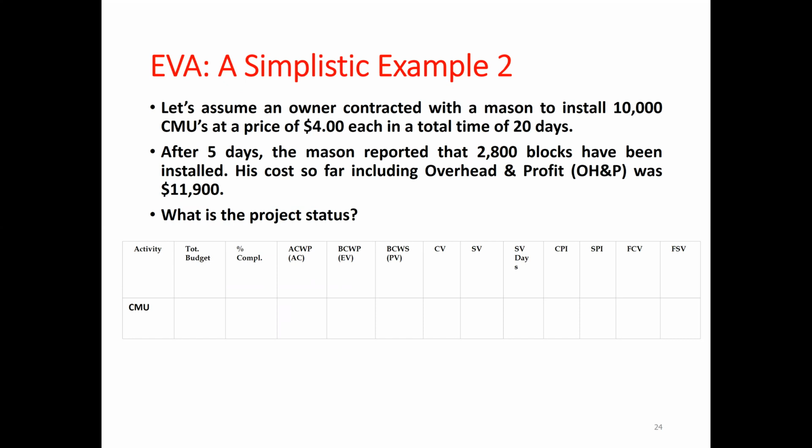Now, just after 5 days, the mason reported that 2,800 blocks had been installed. After 5 days, he installed 2,800 blocks. His cost so far, including overhead and profit, was $11,900. So he spent $11,900 after 5 days.